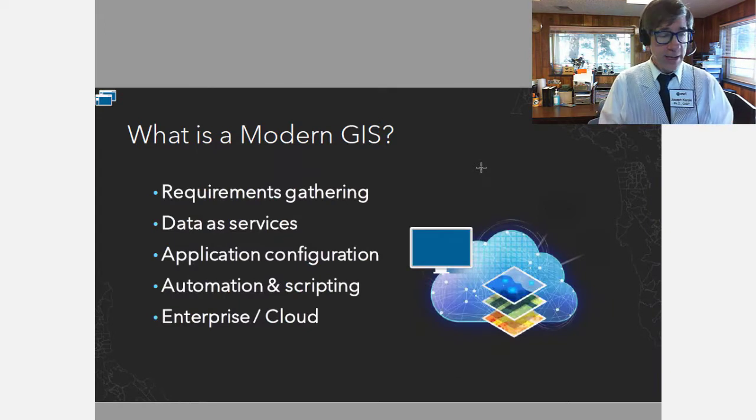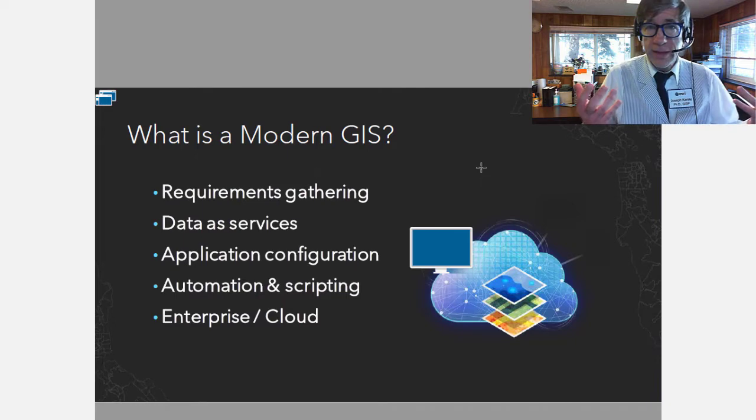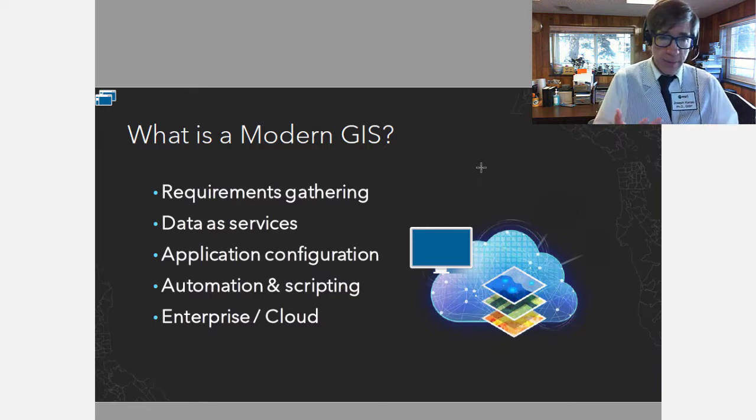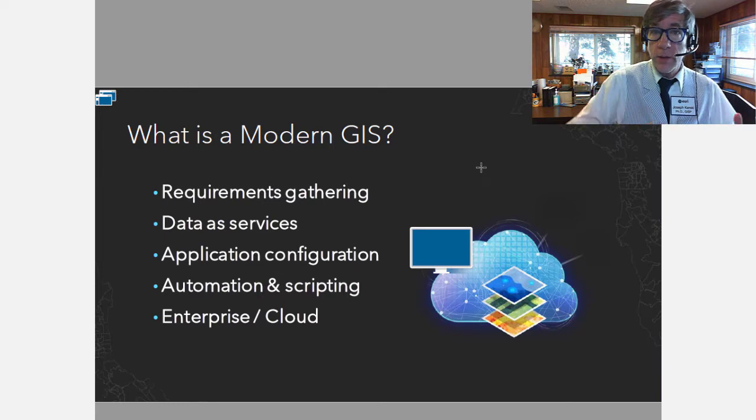And modern GIS includes all of these things. Again, I could have a longer list, but thinking about requirements gathering. What do you need for your project? What budget do you have? What staff do you have? What problem do you need to solve? Data as services. What does that mean? Do I need to download everything? Can I stream some of the data in? A combination of those things. What do I need to gather myself, etc. And then when I'm done, how do I share this with others?